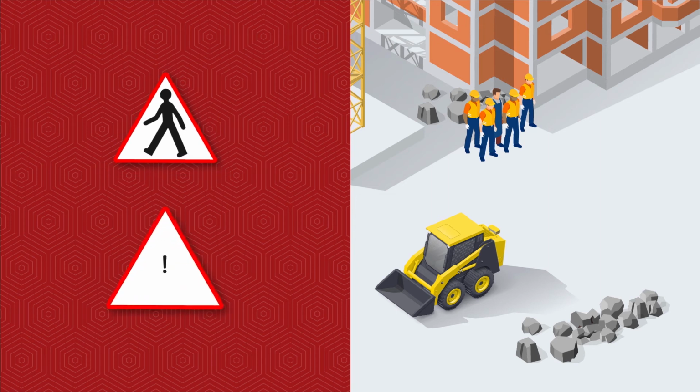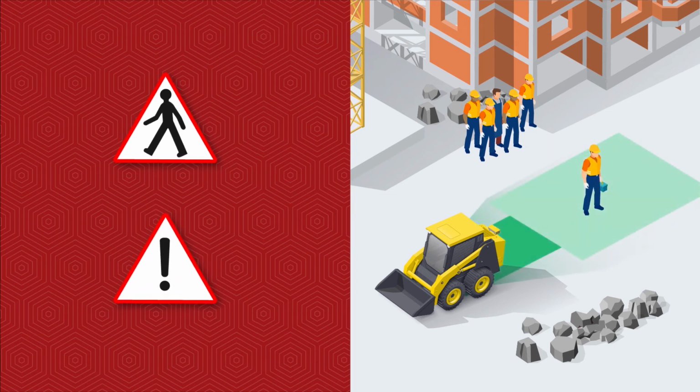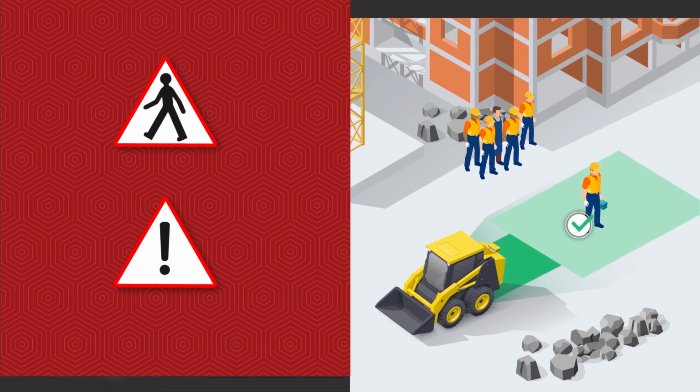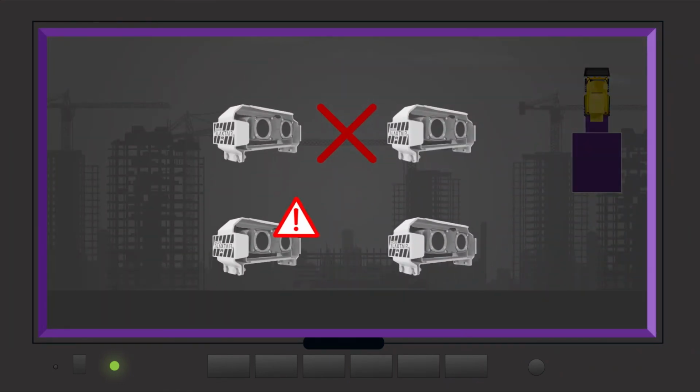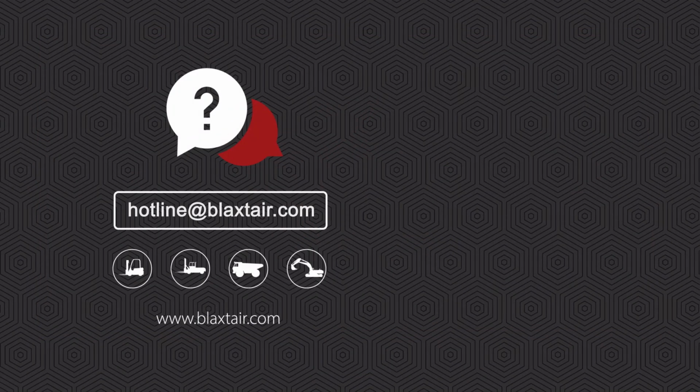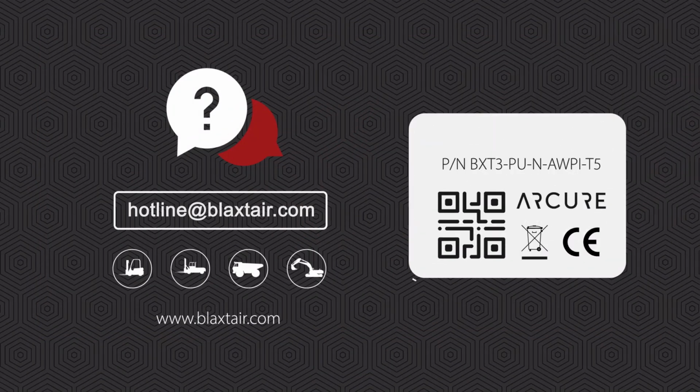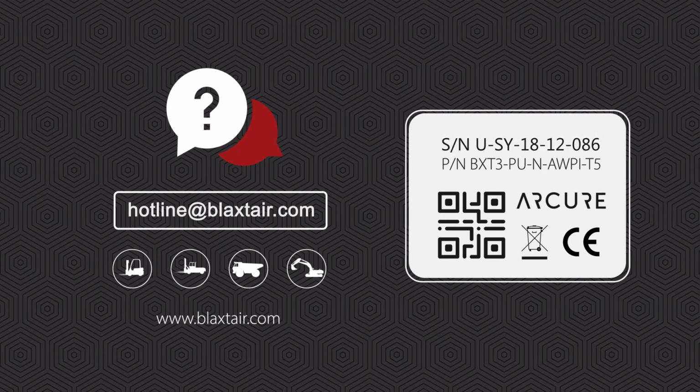If no alarm goes off, check that the system is configured correctly, the area is sufficiently illuminated, and reverse gear is selected. If the screen turns purple, you have a persistent problem, or you encounter any of these icons, contact the hotline. You'll need to know the vehicle's make and model, the installation date, and the serial number of the Blaxtair.